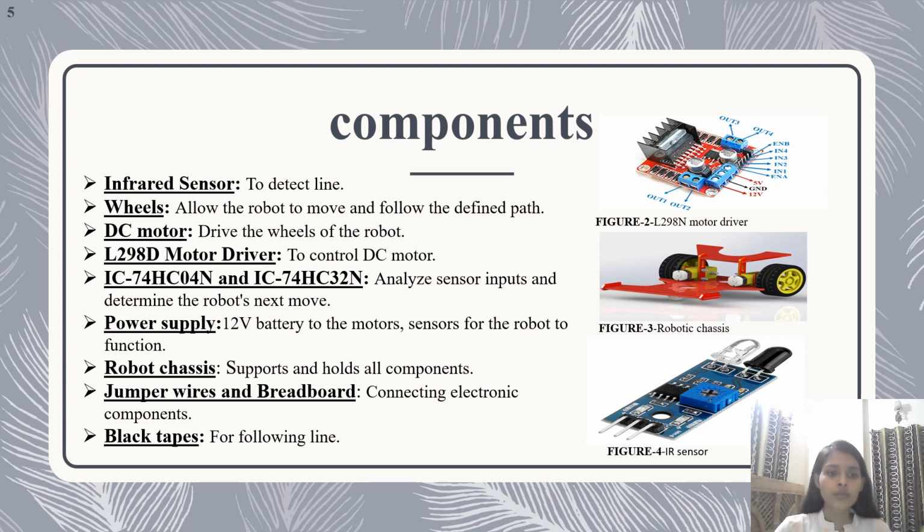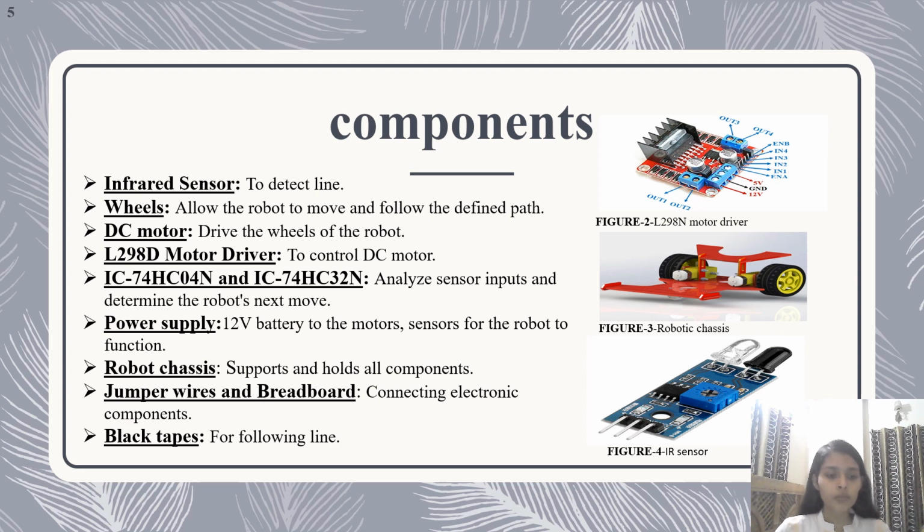Here we used a DC motor to drive the wheels of the robot. Here we used a robot chassis that will support and hold all the components. Here for the power supply we use a 12 volt battery for the motors and 5 volt for the motor driver. Here we used a motor driver to control the DC motor and the wheels that will allow the robot to move and follow the predefined black line.